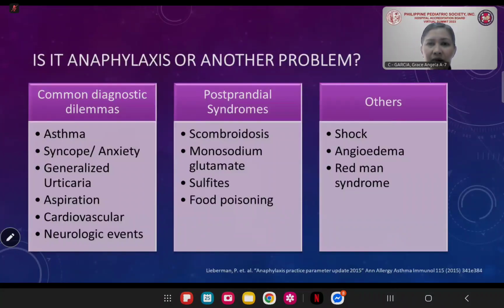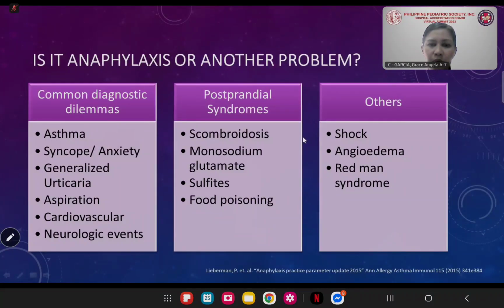It could be that the patient already had an urticaria episode, and at the same time the patient is asthmatic. So the patient suddenly develops respiratory distress, but it was due to asthma. So these can mimic anaphylaxis. Sudden syncope or anxiety: they have difficulty of breathing, so you might think that they have anaphylaxis. Also generalized urticaria, aspiration, sudden onset of respiratory distress, cardiovascular, and neurologic events.